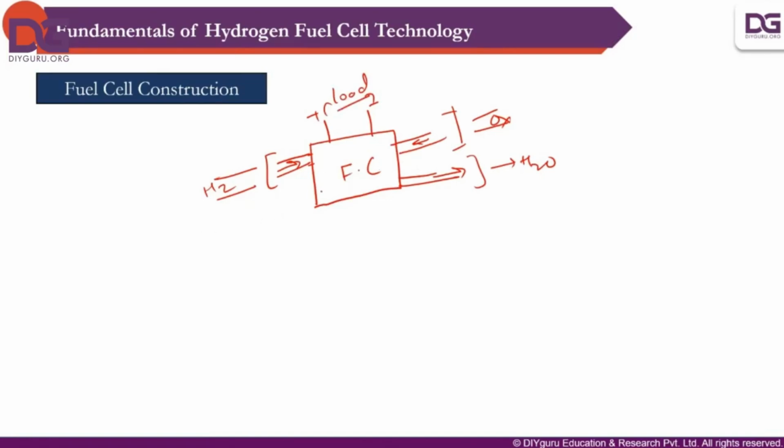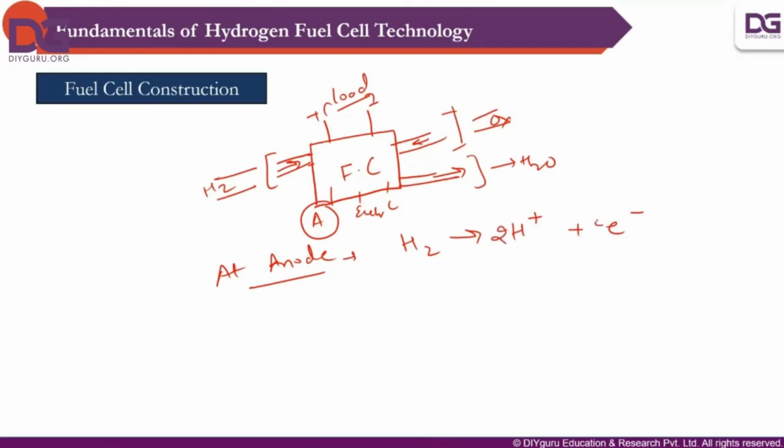Now internally, we have seen it has an anode, it has a cathode, and in between it has an electrolyte. Talking about the anode, the chemical reaction that happens is that hydrogen is coming in. The input is only hydrogen. The hydrogen breaks down into H plus ions plus electrons. To balance this reaction we will have 2 H plus and 2 electrons. This is the anodic reaction.